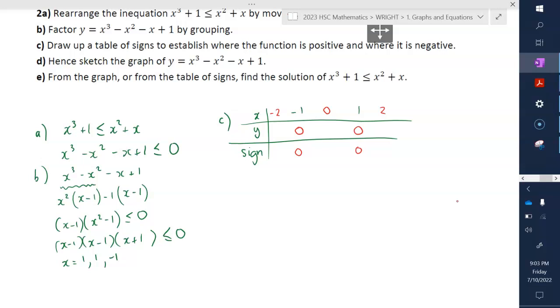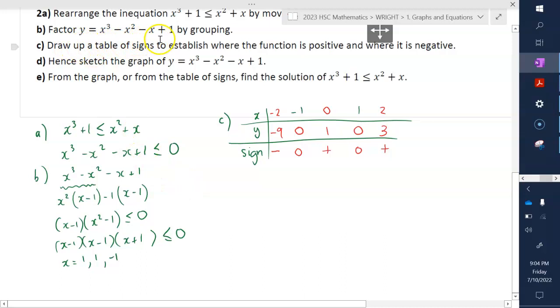So let's get our values in there. I'm going to have in here minus 9, 1, and 3. You need to trust me on that. Otherwise, pause it, go and pop those values of x into your function and see what your y value is. Okay, so here it's a negative, so our sign is negative. Here, our number is positive, and here, our number is positive. So that's part C, drawing a table of signs.